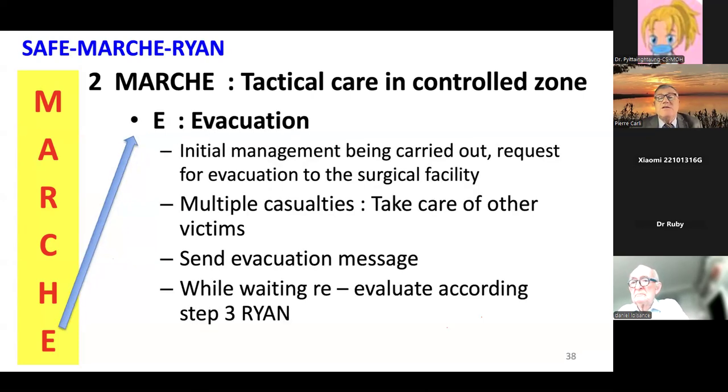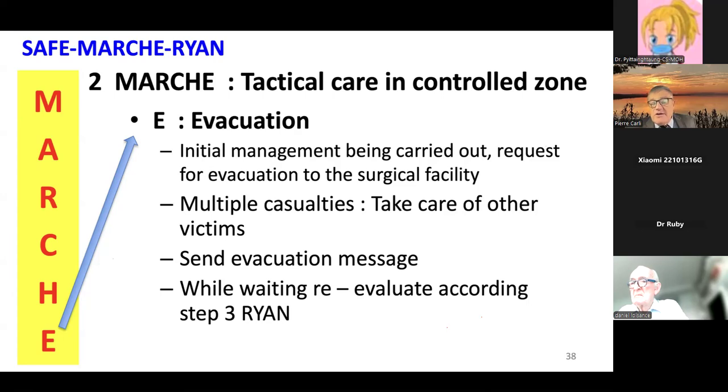The last point is the evacuation. That is, you have the possibility to take the patient out of the scene on the field and should send him to a surgical facility. That's the time to do it. And if you have carried out the initial management for evacuation in a multiple casualty situation, you take care of another victim if you have already treated the most severe one.